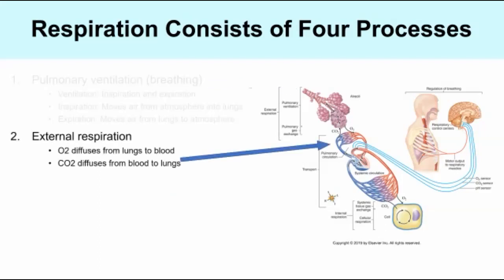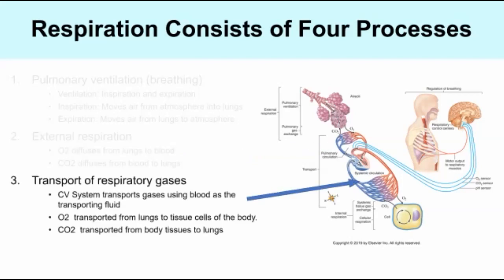The second process is, once we have breathed in air, we undergo external respiration, where the oxygen from the atmosphere that we just breathed in diffuses from the alveoli in the lungs into the bloodstream, where it will bind to red blood cells. At the same time, carbon dioxide in the blood capillaries within the lungs diffuses from the blood capillaries back into the lungs so that we can exhale it out. This whole process is called external respiration.